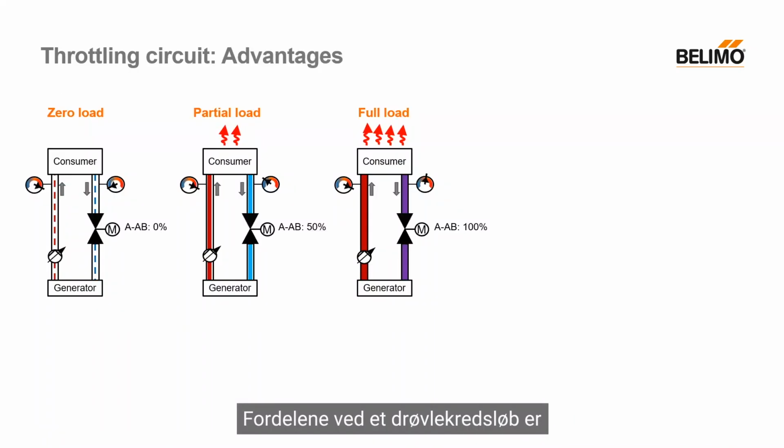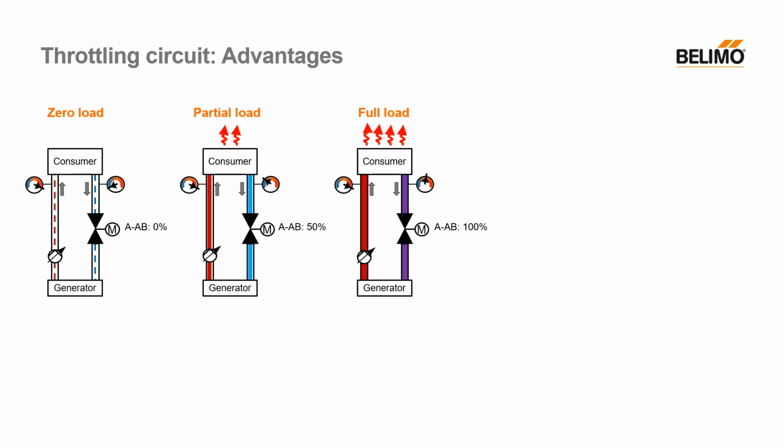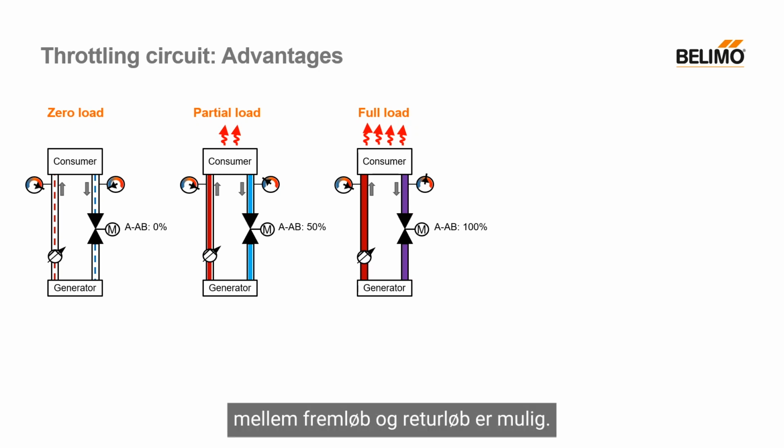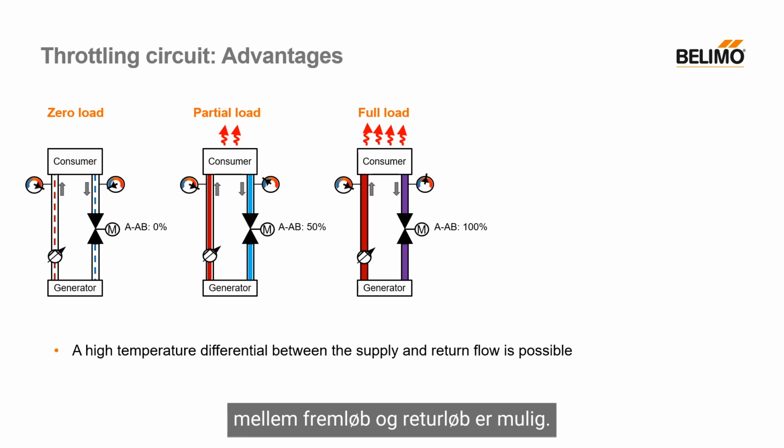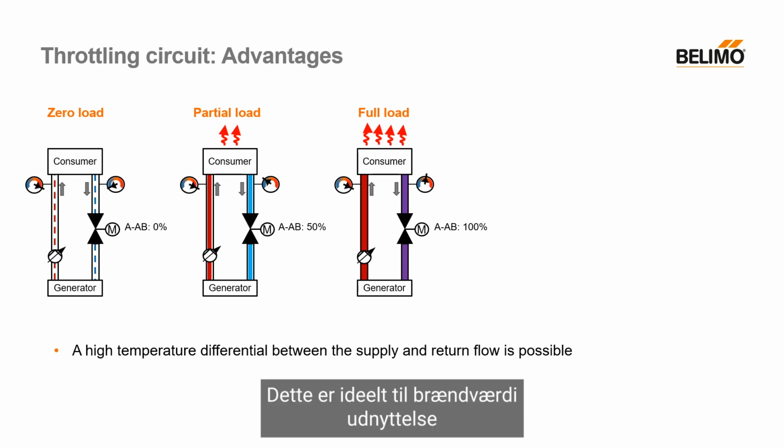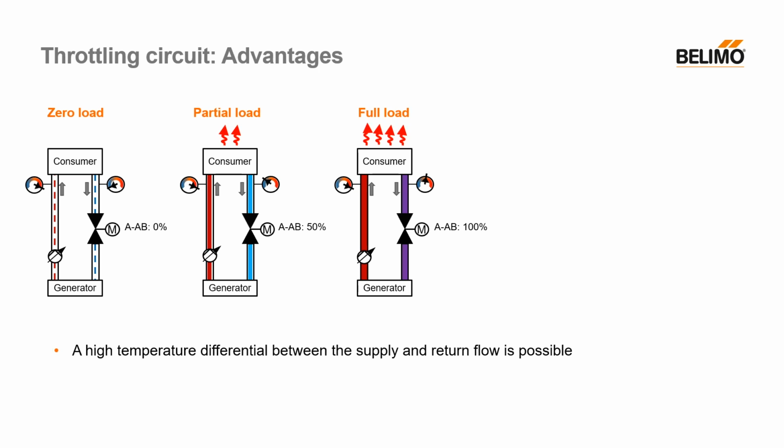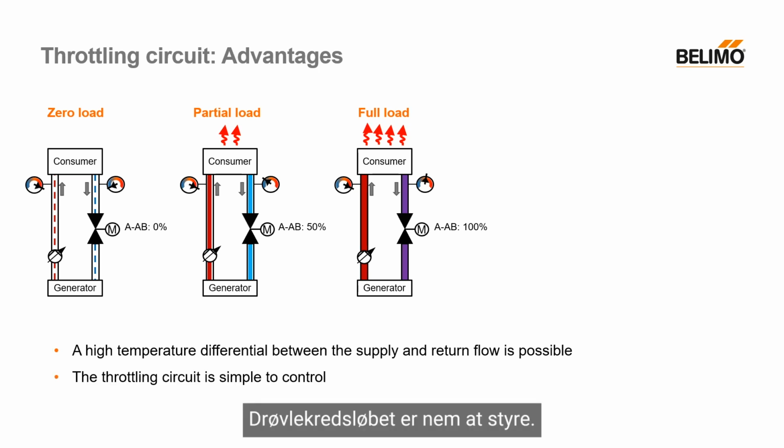Advantages of the throttling circuit are a high temperature differential between the supply and return flow is possible. This is ideal for calorific value utilization and for heating by means of district heating. The throttling circuit is simple to control.